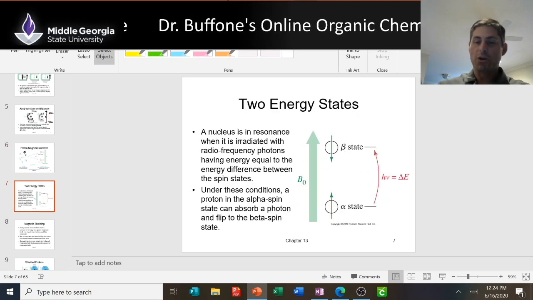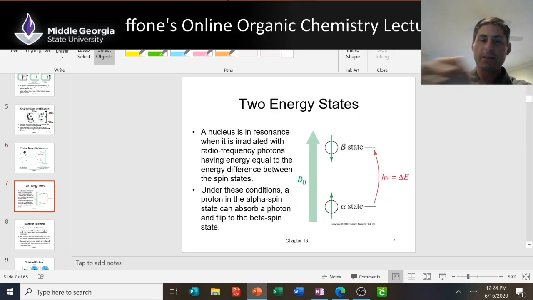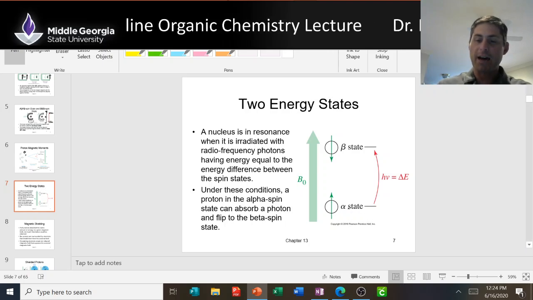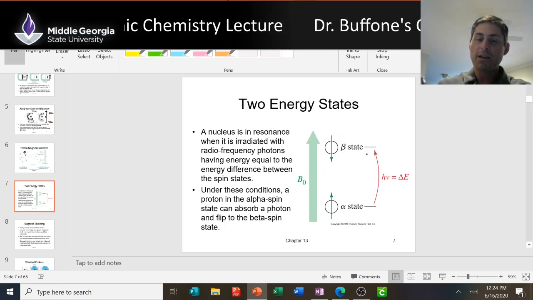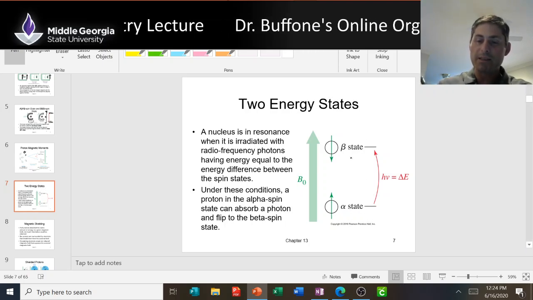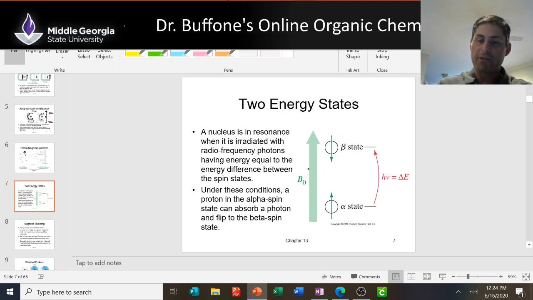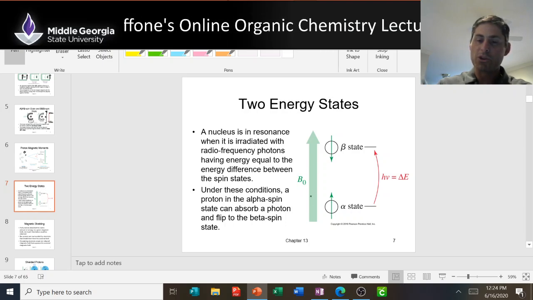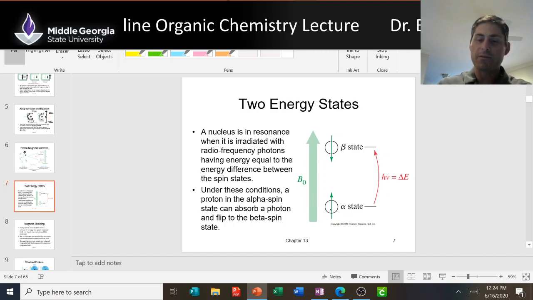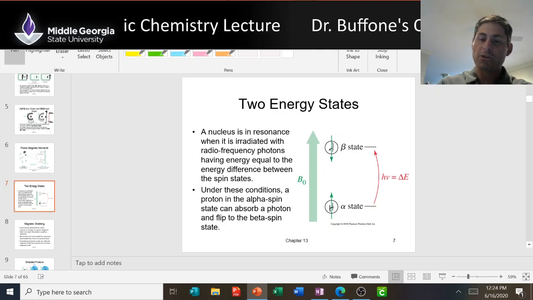Here's another way to show the thing. So we talked about the spin states. There's the alpha spin state, low energy, more stable. Here's the beta spin state. So there's the external magnetic field that your magnet would generate. This is some kind of nucleus. We can call these hydrogens.